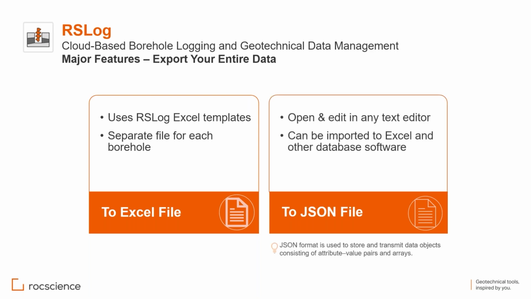If you want, you can also export it to a JSON file. JSON is an advanced format relative to CSV and XML formats for saving data objects consisting of attribute and value pairs, and even arrays. A lot of programmers are familiar with this. So if you have a programmer in your company who wants to read the data and process it for further reporting and processing, you can export to a JSON file.